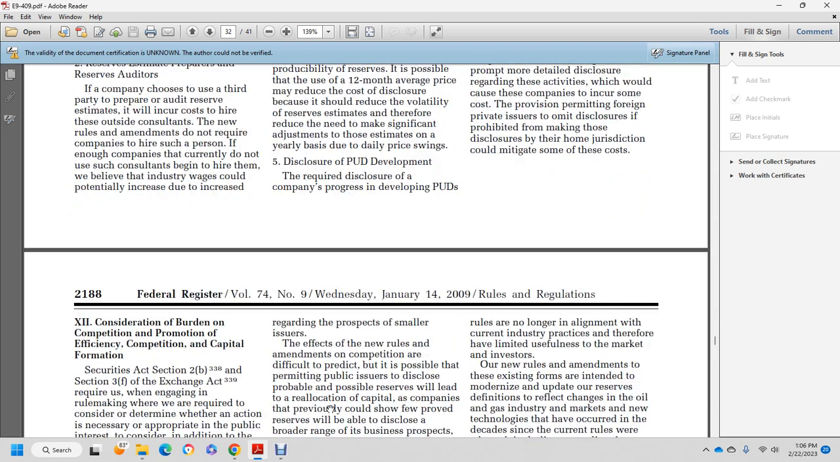Chapter 12. Consideration of burden, competition, promotion of efficiency, competition, and capital formation.